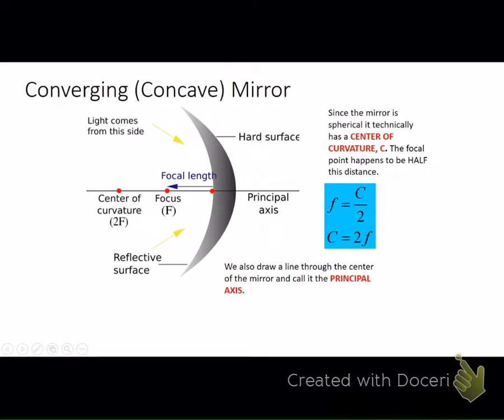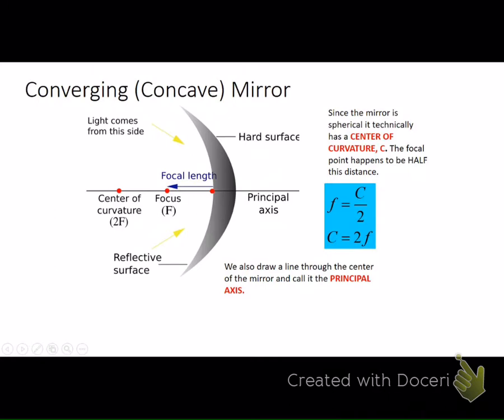So there's a radius, a fixed distance there depending on the curve. We call that the center of curvature. The center of curvature is the distance from the center of this imaginary circle to the surface of the mirror. The longer the center of curvature, the sharper the curve of the mirror. All right, so we have that focal length is the distance from the surface to the focus, that focal point.